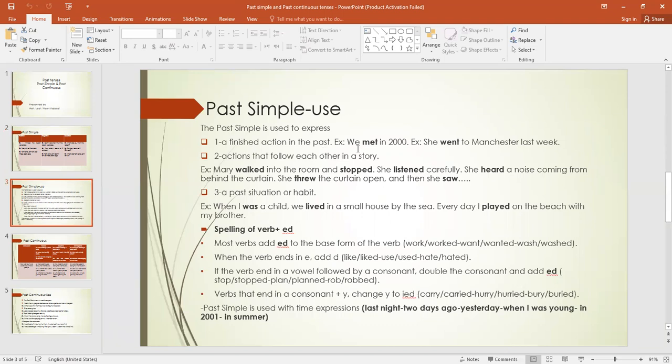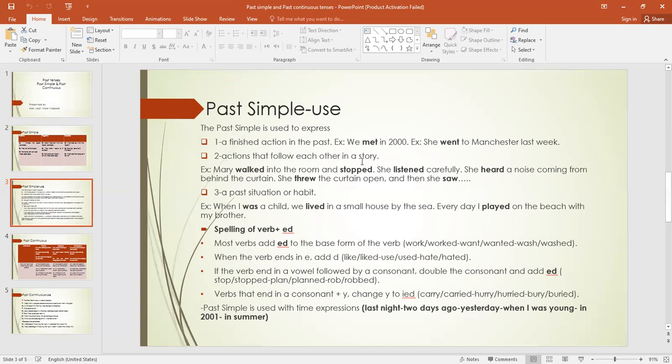For example, we met in 2000. This is an irregular verb, we did not add ed. And also we have she went to Manchester last week. Also past simple can be used to describe actions that follow each other in a story.